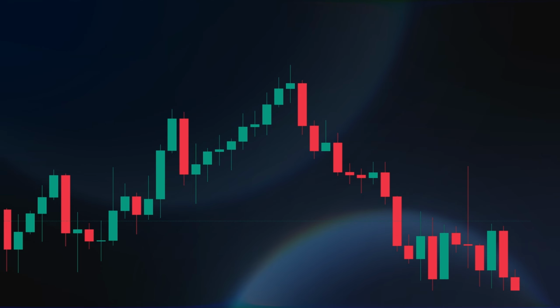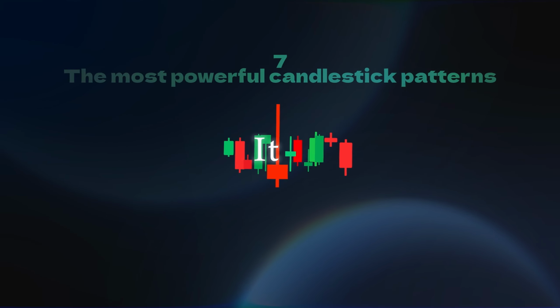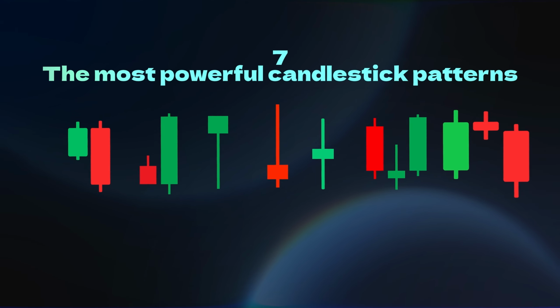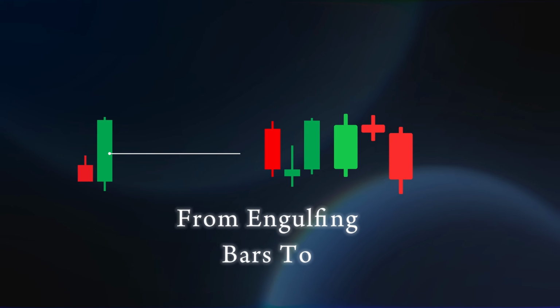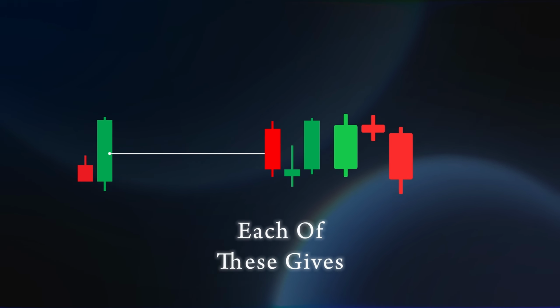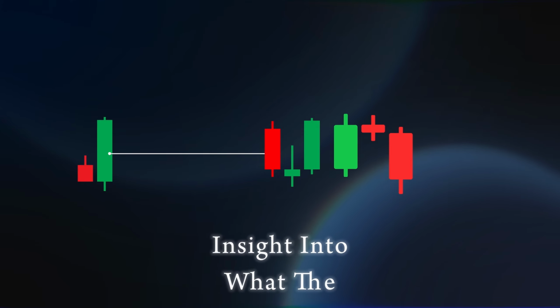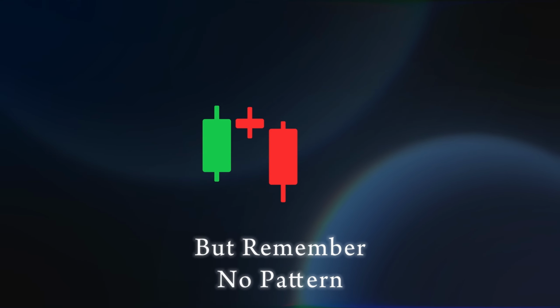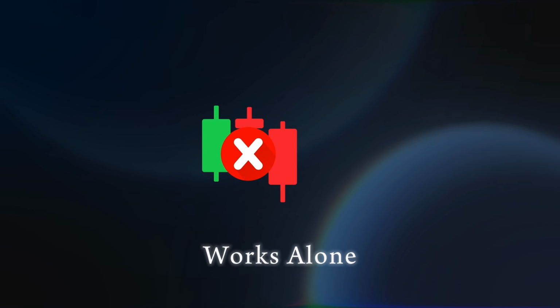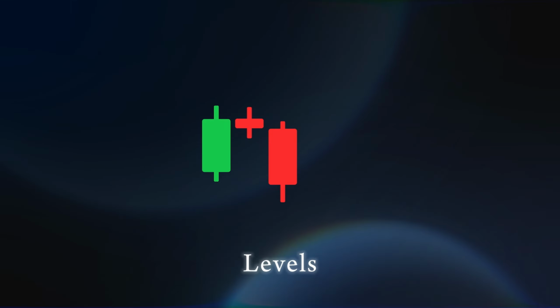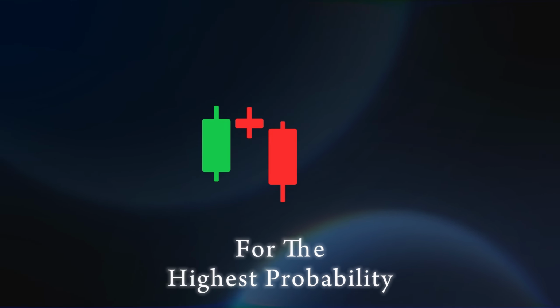new trend down. So there you have it, 7 of the most powerful candlestick patterns used by top traders around the world. From engulfing bars to the morning and evening stars, each of these gives you insight into what the big players are doing. But remember, no pattern works alone. Combine them with key levels and confirmation tools for the highest probability trades.